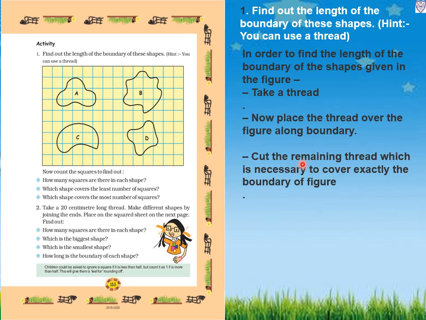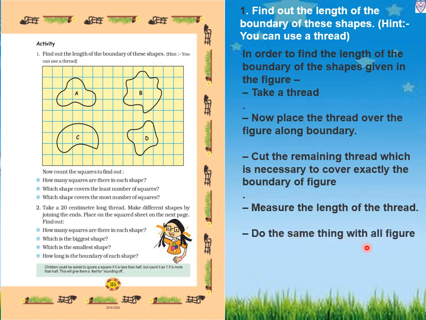Second, cut the remaining thread which is not necessary to cover exactly the boundary of the figure. So how much thread is required to cover the figure, that much we will cut. Then we will measure the length of the thread, how much it required for the boundary of the figure. Then do the same with all figures. So same things we have to do with all figures.